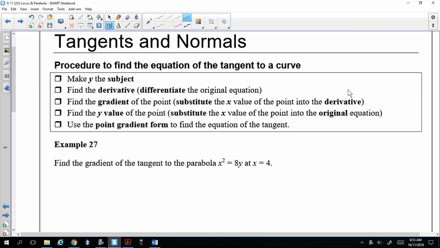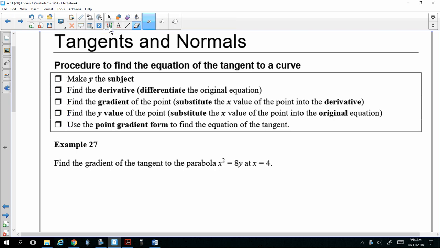Then we're going to learn about tangents and normal. You know how to do that from the last chapter, chapter 8. So let's review the procedure. The first step is to make y the subject, and then find the derivative, and then find the gradient, and then find the y value, and then point gradient form. Okay, so we're going to go through these steps.